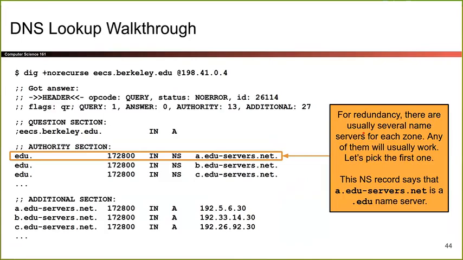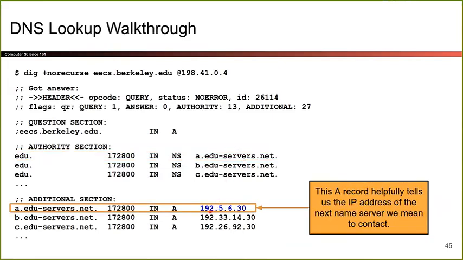So I think we talked about this, right? There are usually several name servers, and any of them will work. So let's just pick the first one, because why not? Again, this NS record tells us that there's a .edu name server somewhere on the internet, and its human readable name is a.eduservers.net. And this one tells us its IP address, so we can contact it. And here it's in blue, right? So remember this number, 192.5.6.30. And this tells us this is the person to go to next.